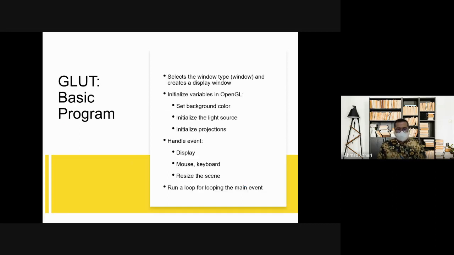Okay, GLUT, the basic program. As you can see, here is how to use the basic program of GLUT. First, you select the window type and create the display window. Second, initialize variables in OpenGL: set the background color, initialize the light source, and initialize projections. Next, handle events: display, mouse, keyboard, resizing the scene, and other environment settings that support your programming. And the last one, run a loop for the main event.